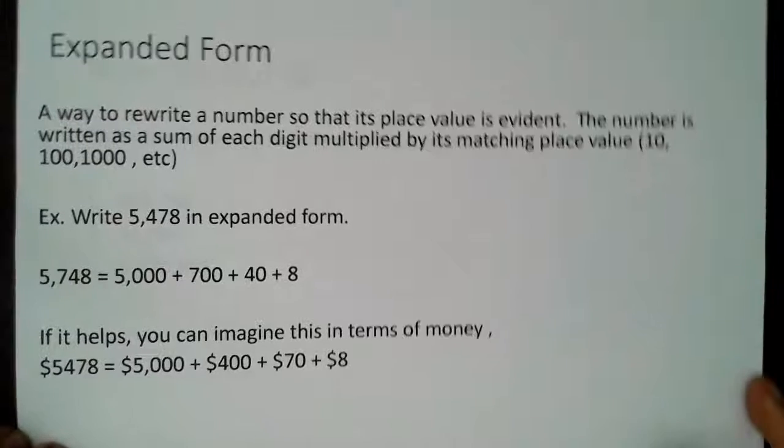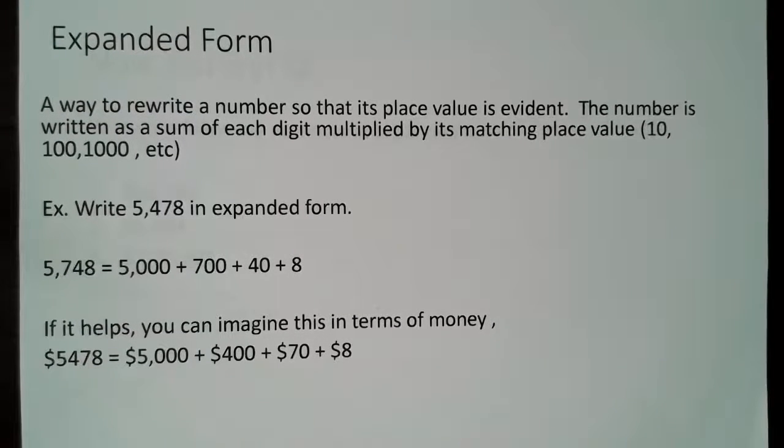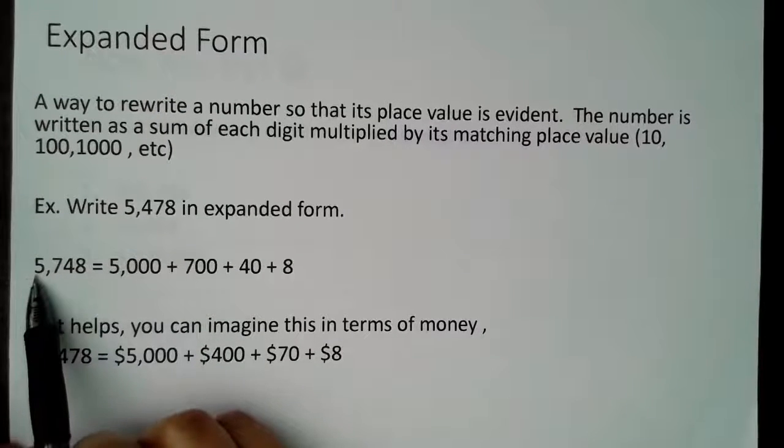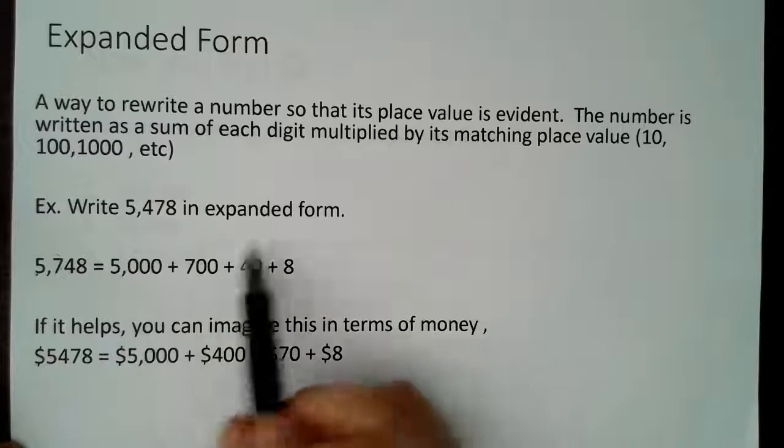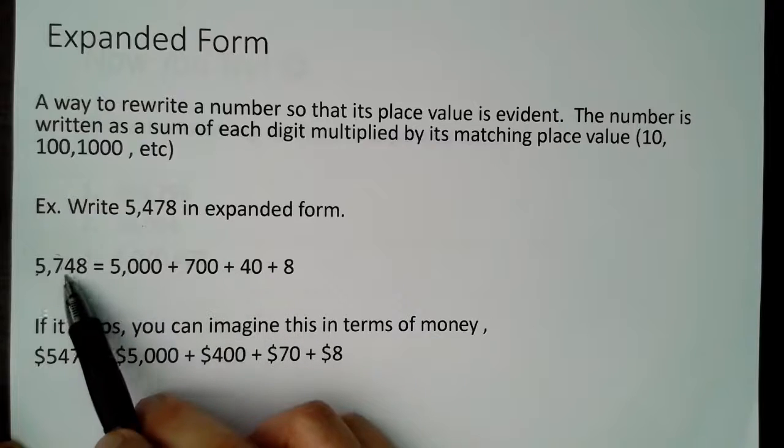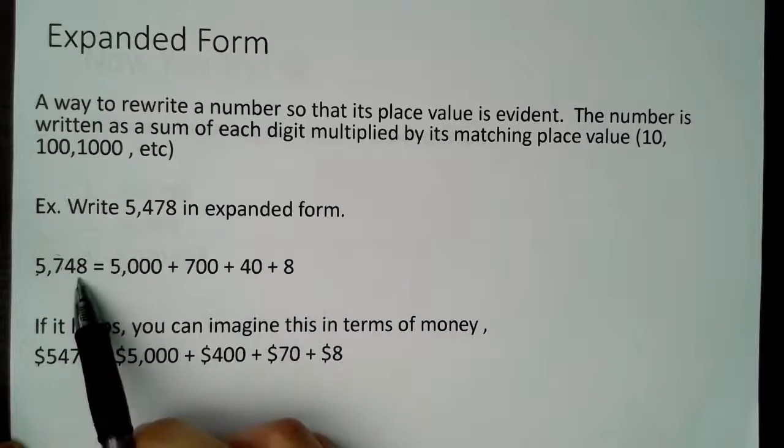Okay, so let's talk a little bit about expanded form, because that will help you with your homework. Expanded form is basically just another way to rewrite a number so that its place value is very clear and evident. The number is written as a sum of each digit multiplied by its matching place value, meaning the tens, hundreds, thousands, and so on. So if I wanted to write 5,478 in expanded form, I would take each digit. This is in the thousands place, so this is 5,000, plus 700, plus 4 in the tens place, so 40, plus 8 ones, so just 8.